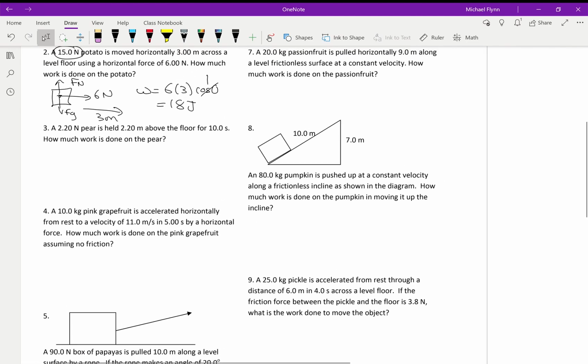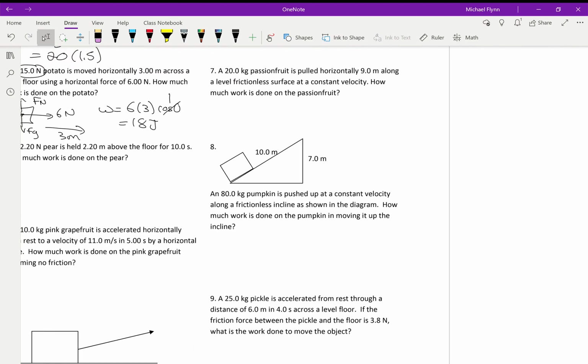Remember that if you're fighting gravity, like in question 8, for example, okay, an 80 kilogram pumpkin is pushed up at constant velocity along a frictionless plane. How much work is done on the pumpkin moving it up the incline? When you're climbing anything, you're fighting gravity. So the only thing that we care about is this h. So again, here, all you have to do is the work done is just mgh. This number here is a red herring. Okay, we can ignore it.